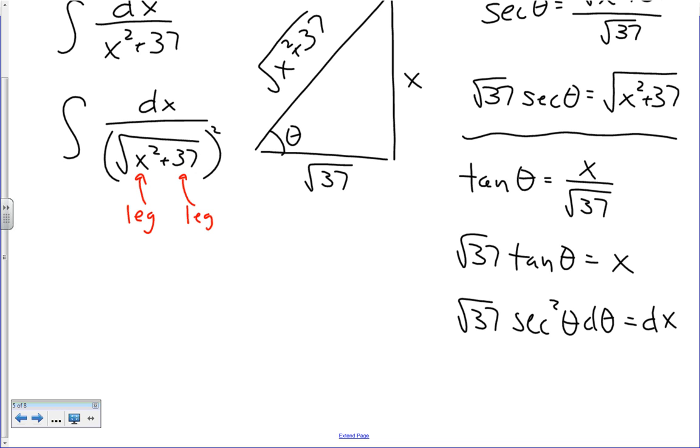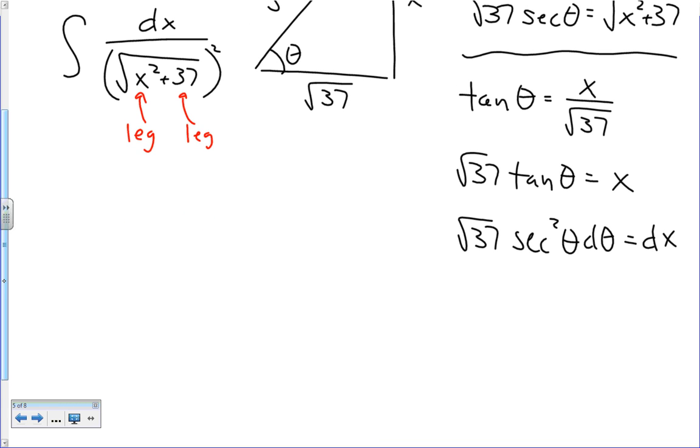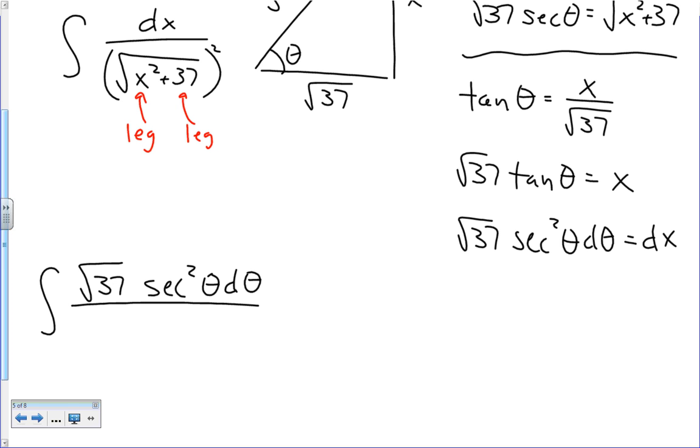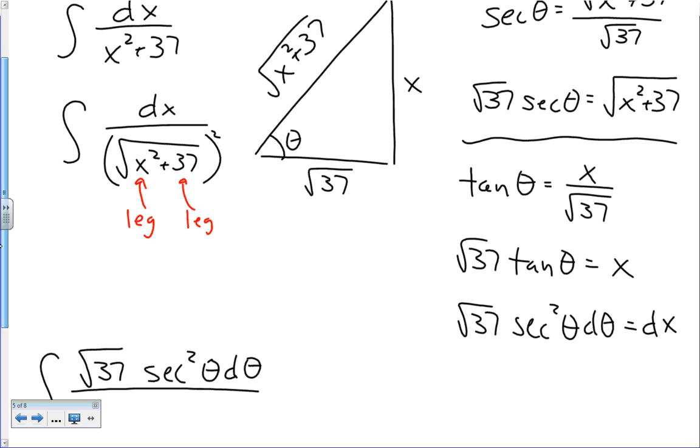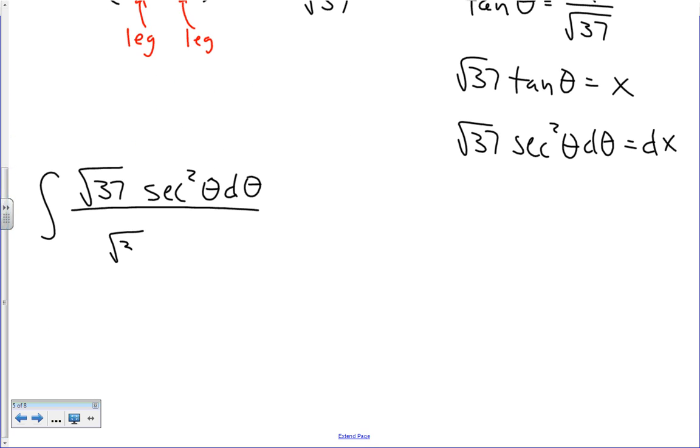And now I've got my substitution. So let's fill that in. Instead of the integral of dx that we have in the numerator, this is going to become the integral of the square root of 37 times secant squared of theta, d theta. And that's divided by that square root squared, remember. So I found the square root of x squared plus 37 was the square root of 37 times the secant of theta. And again, I have to square that quantity.